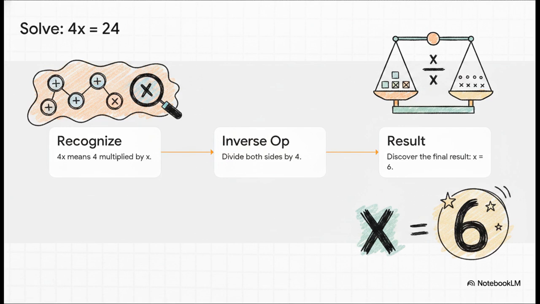Step 2, we need the inverse. The opposite of multiplying by 4 is dividing by 4. So to isolate our x, we divide both sides of the scale by 4. And in step 3, 24 divided by 4 reveals our final, completely isolated result, x = 6.